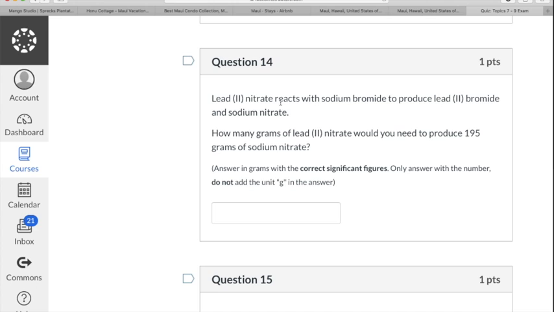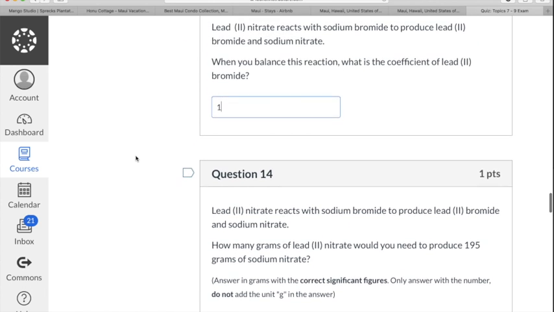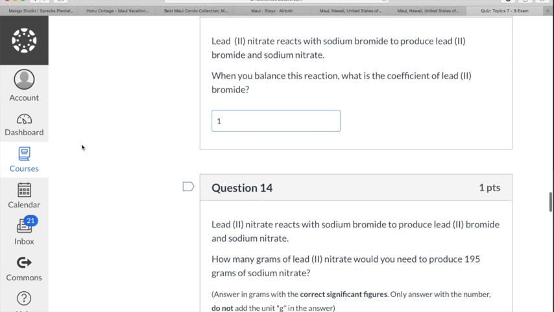Okay, lead 2 nitrate reacts with sodium bromide to produce lead 2 bromide and sodium nitrate. Same reaction. How many grams of lead 2 nitrate would you need to produce 195 grams of sodium nitrate? So we're going to start with what we have. In this question, I have 195 grams of sodium nitrate. So I'll start off with that.